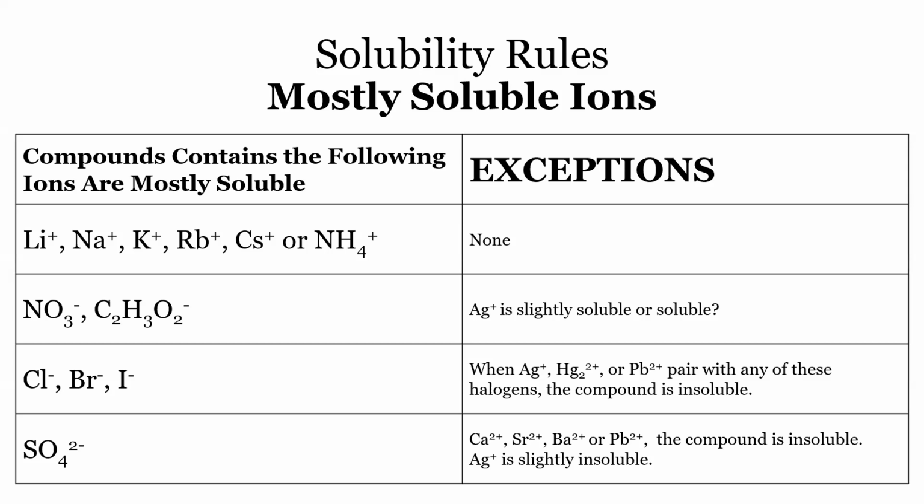Any ionic compound that contains Cl-, Br-, or I- ions are mostly soluble in water unless paired with Ag+, Pb2+, or Hg2 2+ ions, in which it would be deemed insoluble in water. Any ionic compound that contains SO4 2- ions is mostly soluble in water, except if paired with Ca2+, Sr2+, Ba2+, or Pb2+ ions, in which it would be deemed insoluble in water. Hg+ is slightly insoluble in water.